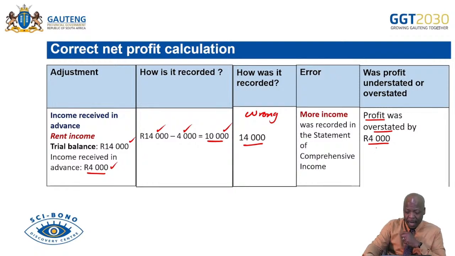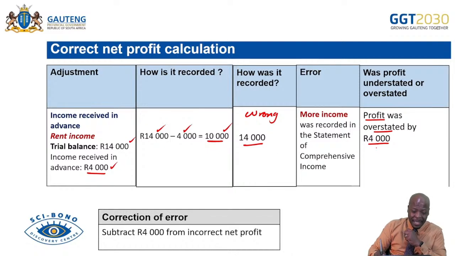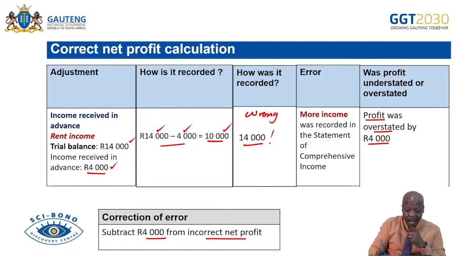Our profit becomes more. How do we correct that then? The way we correct it is by subtracting that 4,000 from the incorrect net profit, because the 4,000 was supposed to be subtracted from the beginning, from the onset. However, it was not subtracted. Then our profit was overstated. In order to correct it, we subtract it from the incorrect net profit. This is error number 1.